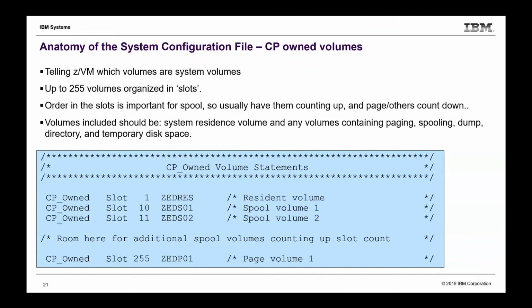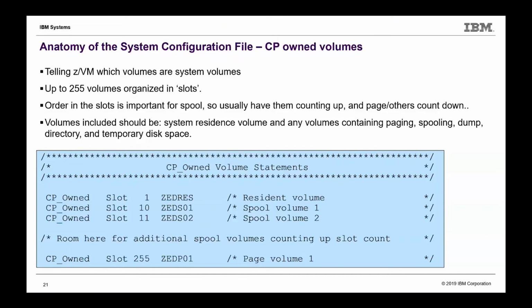Now, the slots involved, that order is important for spool volumes, right? So kind of the approach that we took a number of years ago, and other customers have used it as well, is that I'll have my CP-owned volumes that are things like the resident volume and so forth at lower numbers. And then at some point I'll have my spool volumes, and I'll tend to count up so that as I add spool volumes, maybe my growth increases and I need additional spool space, I'm going to bring that slot in at a new number. I'm not changing the order of these slots for spool.